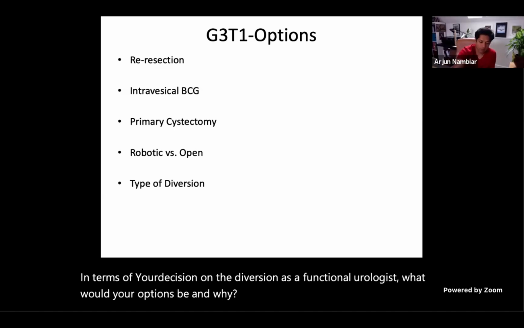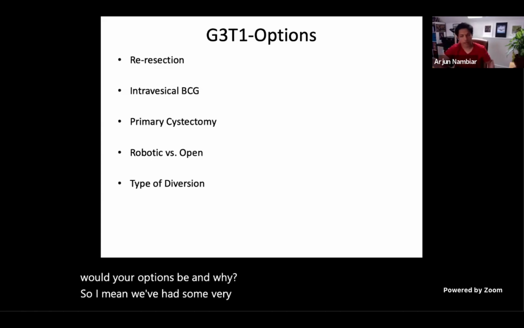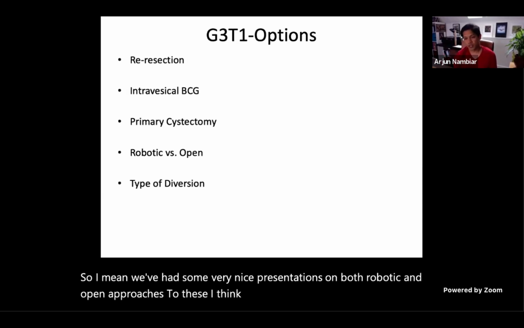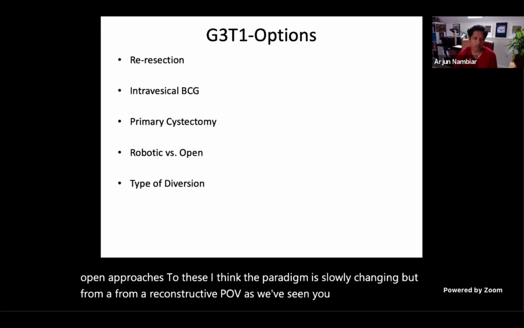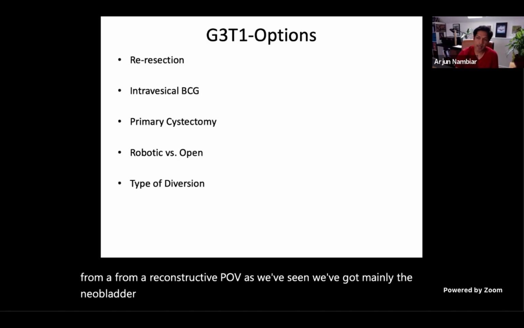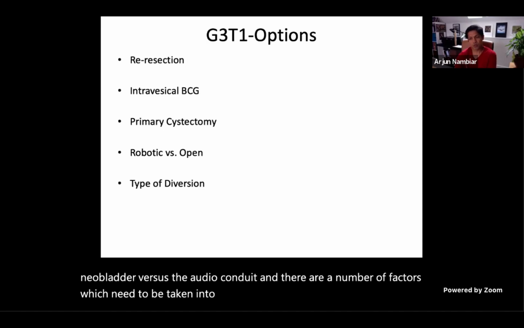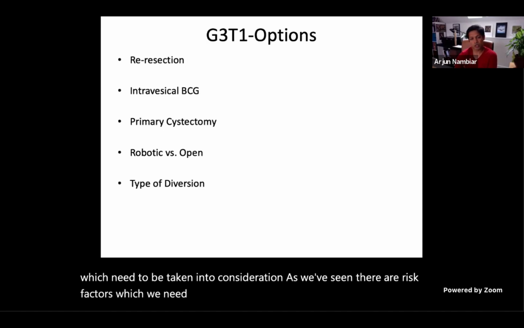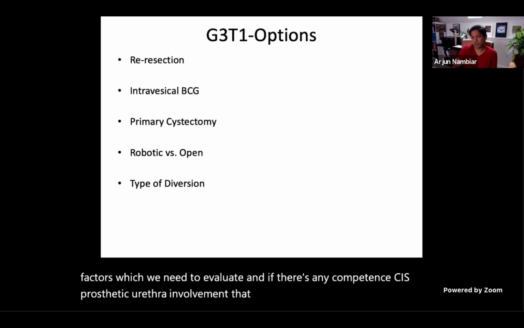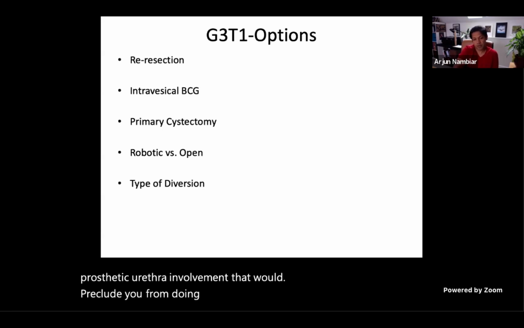So, we've had some really nice presentations on both robotic and open approaches to these. I think the paradigm is slowly changing, but from a reconstructive point of view, as we've seen, we've got mainly the neobladder versus the ileal conduit. And there are a number of factors which need to be taken into consideration. As we've seen, there are risk factors which we need to evaluate. And if there's any concomitant CIS, prostatic urethral involvement, that would preclude you from doing a neobladder. And we know that disease recurrence in the urethra would be a disaster if you do a neobladder.